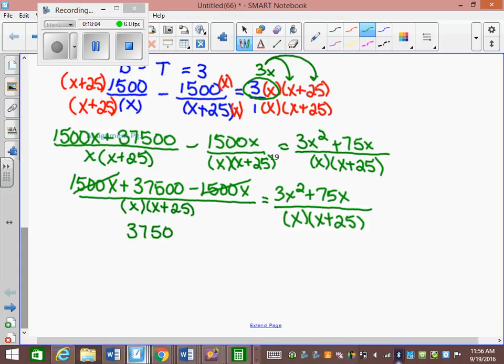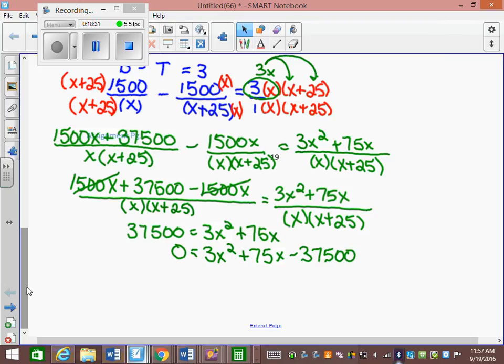37,500 equals 3x squared plus 75x. What do we have to do when we have an x squared? Use the quadratic formula, which means we have to get everything equal to 0. And then we've got 3x squared plus 75x minus 37,500. And go.